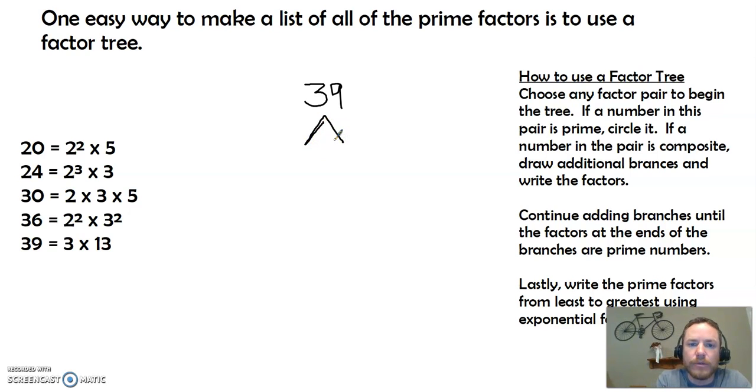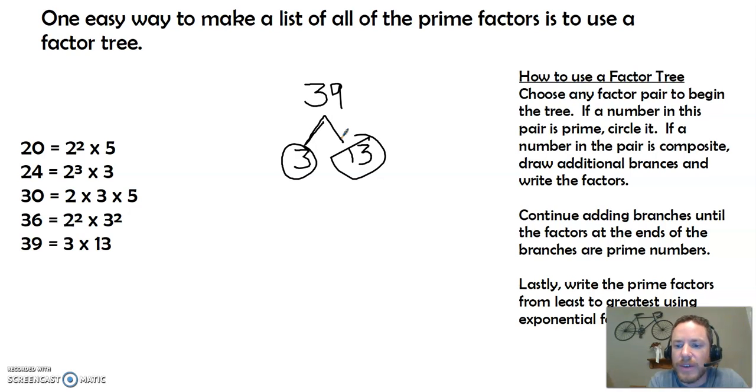39 would be 3 times 13. 3 is prime, and 13 is prime. Sometimes prime factorization is as simple as finding 2 prime numbers that make up a composite number. 3 times 13. All you would write is 3 times 13. Alright, let's move on and try some larger numbers.